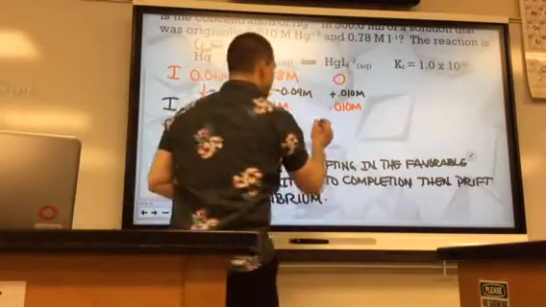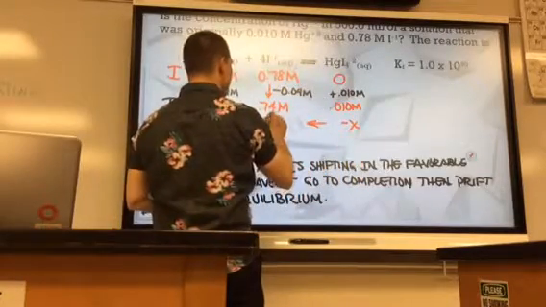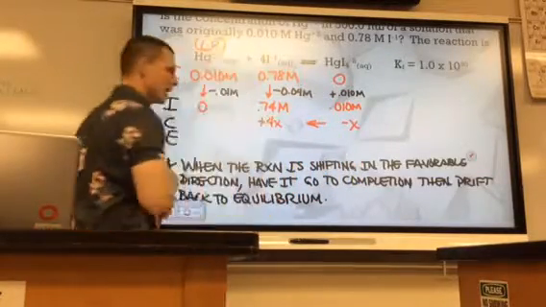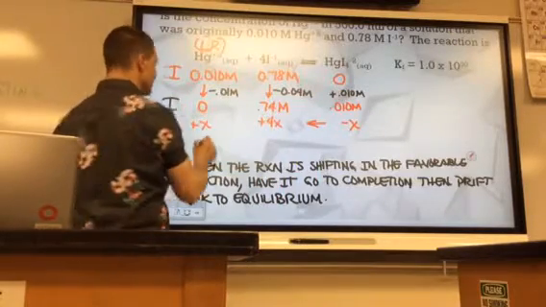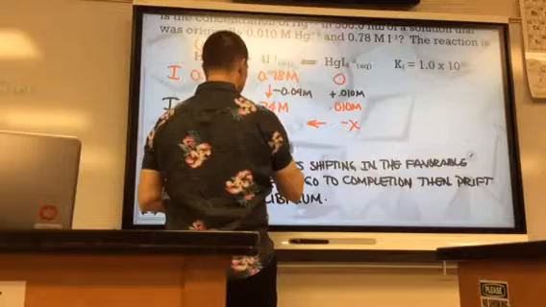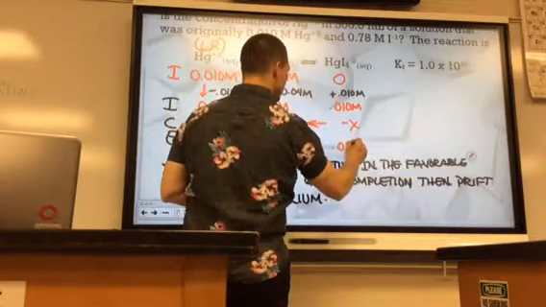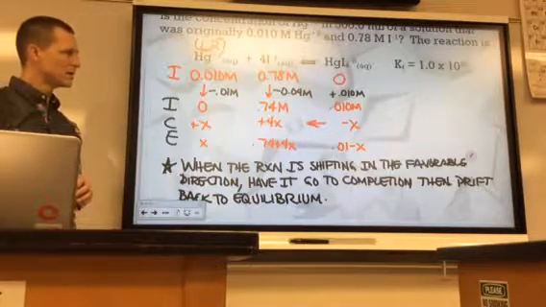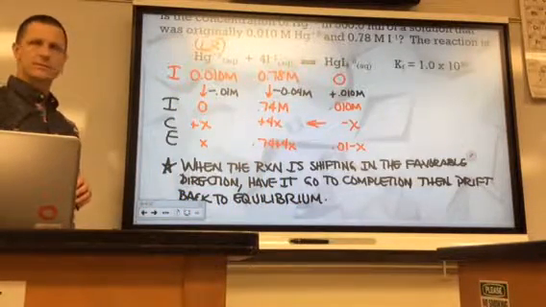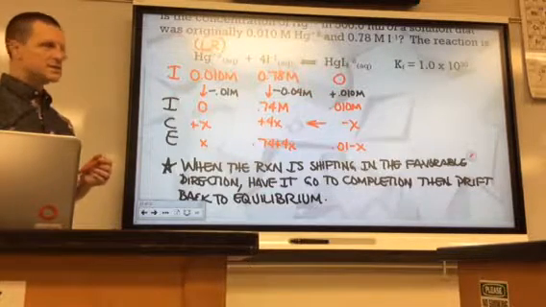Gotta go back the other way. So this is going to go down by x. That's going to go up by 4x, right? 1 to 4 ratio, and this is going to go up by x. So at equilibrium, it's going to be x for that, 0.74 plus 4x for that, and then 0.01 minus x for that. Are you with me on this?